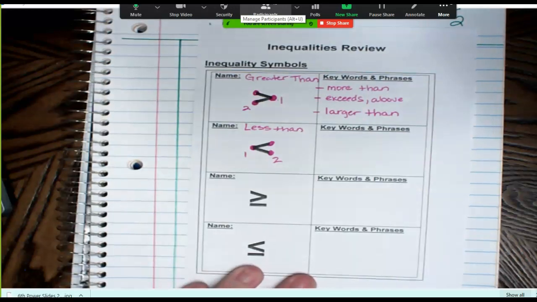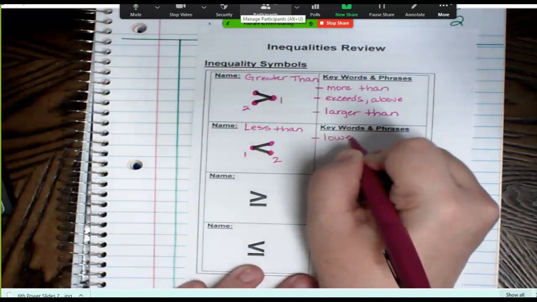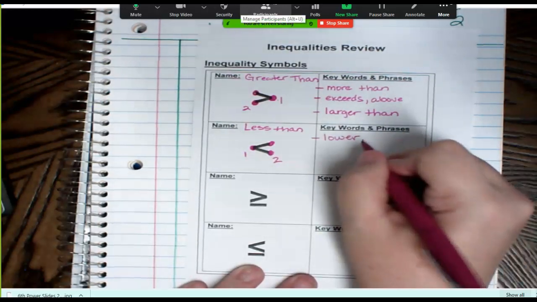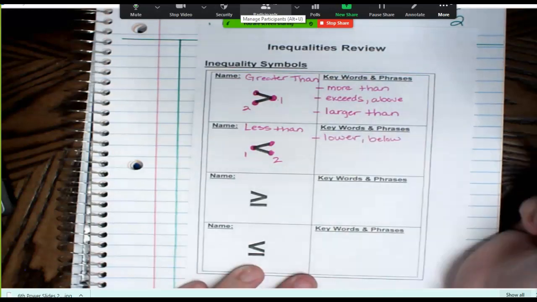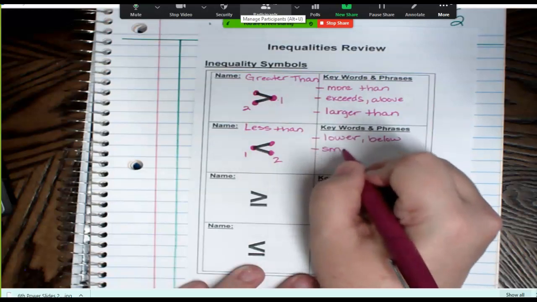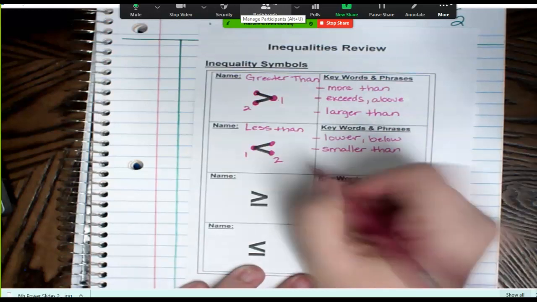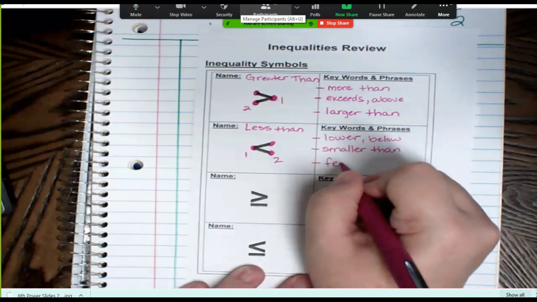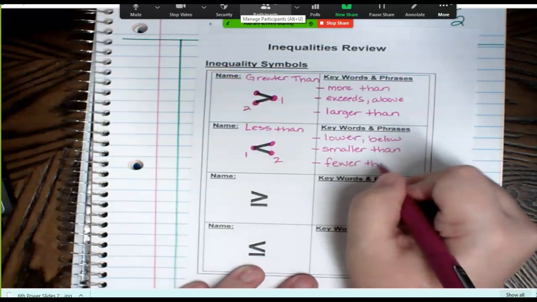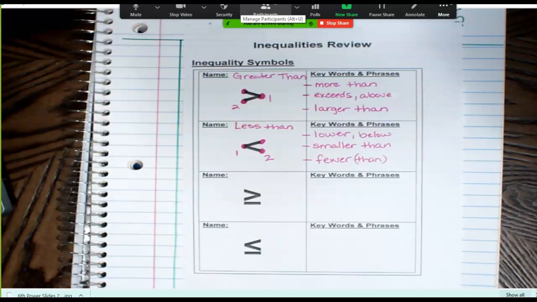Now some keywords and phrases. They might say lower or below, smaller than, fewer or fewer than. They could say just fewer, or they could say fewer than. And there's other words that we might come across, but those are the most common ones.